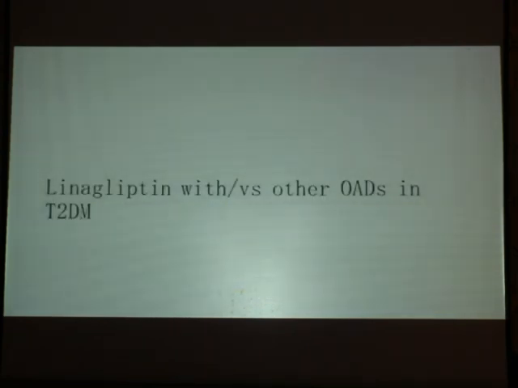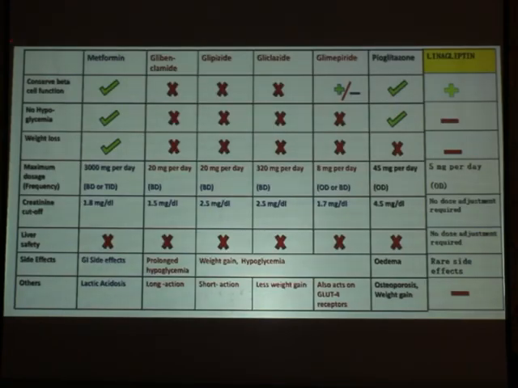Next one please. So linagliptin with other OADs in type 2 diabetes, last slide. Next one please. Okay, so you can see this red format. Only 2 minutes, please. Last slide. Just leave the discussion for a minute.